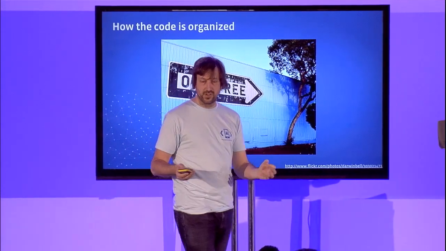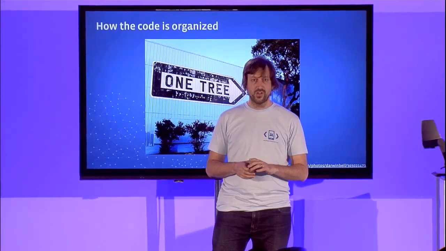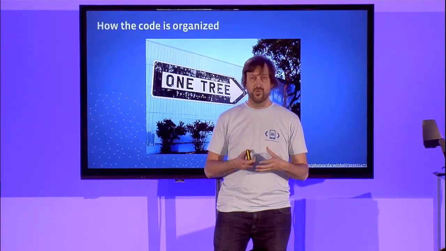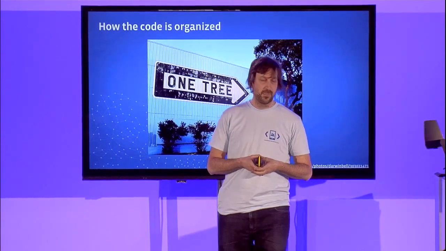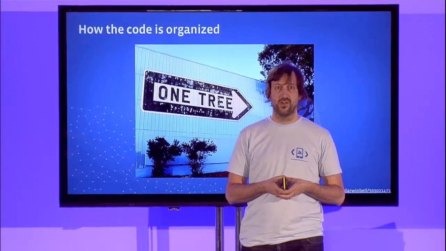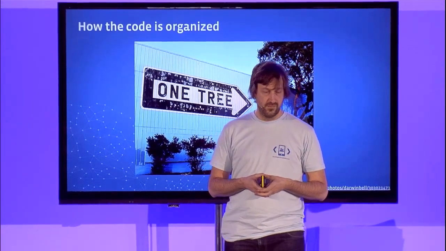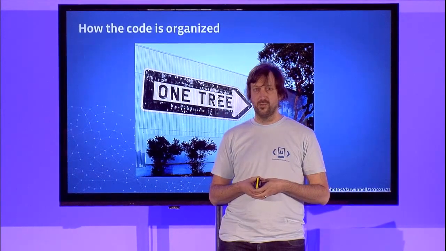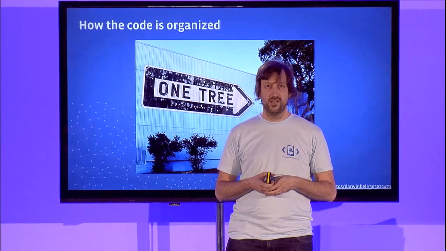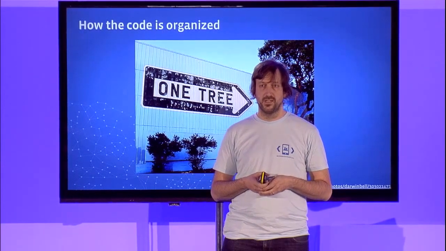How do we organize our code? Our code is organized in a single tree. There are lots of different ways of organizing your code base, but we value speed and we value effectiveness, and we really dislike boilerplate code. So what we've got is a single tree with effectively 4 directories at the top of it. First directory is called Java, contains our Java code.